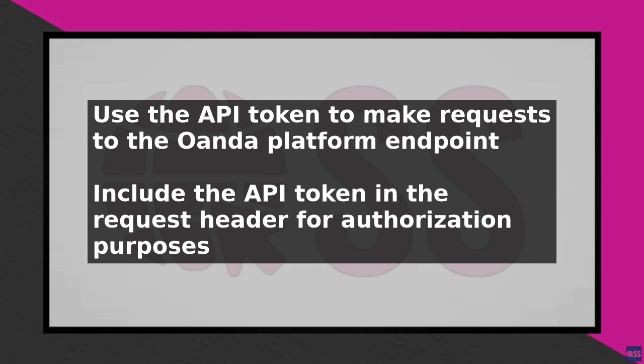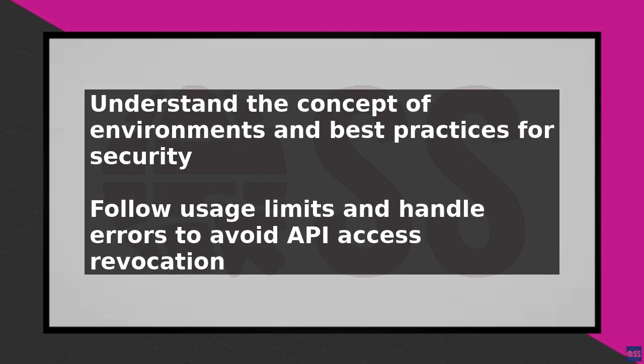In terms of practical examples, you can use the Oanda API to retrieve account information, such as account balances and open positions. You can also use the API to execute trades, manage orders, and retrieve historical price data. For example, you can use the API to retrieve the current price of a currency pair by making a GET request to the prices endpoint.